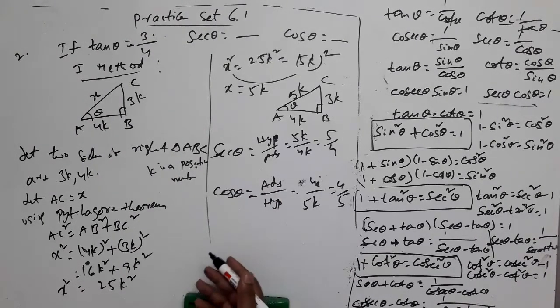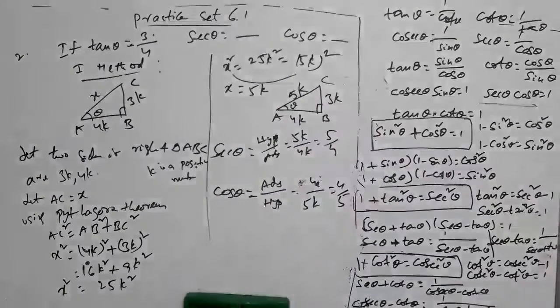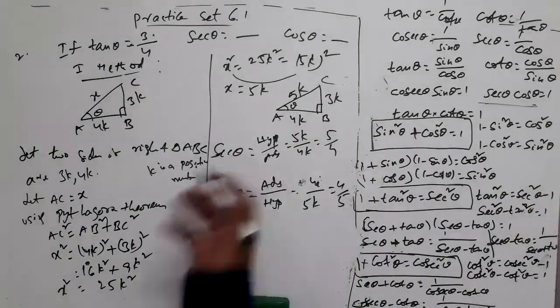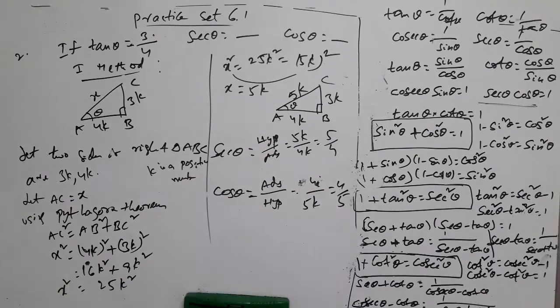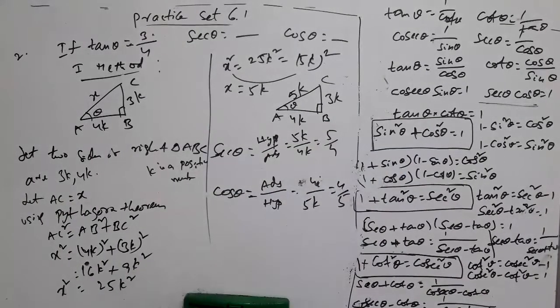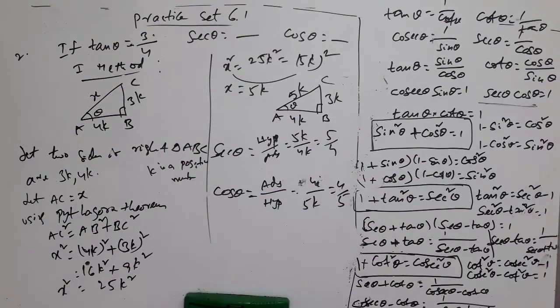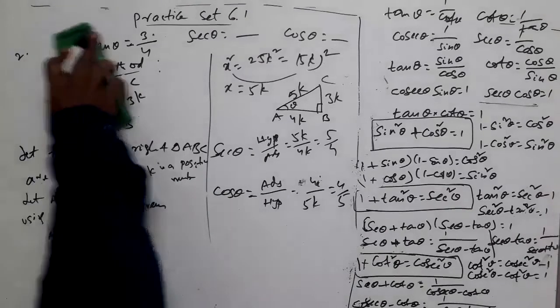right? What is sin theta? Opposite by hypotenuse. So 3k by 5k. So 3 by 5. Cosecant theta is reciprocal of that, 5 by 3. Cot theta is adjacent side by opposite side. So 4k by 3k, that is 4 by 3, right? In that way you can find all the ratios, right, in this method. This is first method over. Then let us see second method.